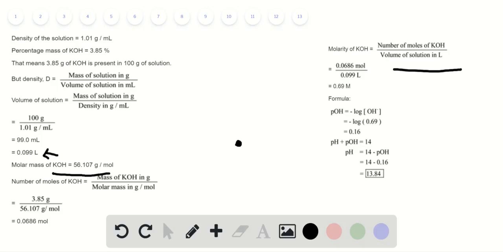And the formula for pOH is equal to negative log of OH. That gives me the pOH value as 0.16. pOH along with pH is equal to 14, from which we can determine the pH as 13.84. The KOH solution is highly basic and it will get completely ionized in aqueous solution.